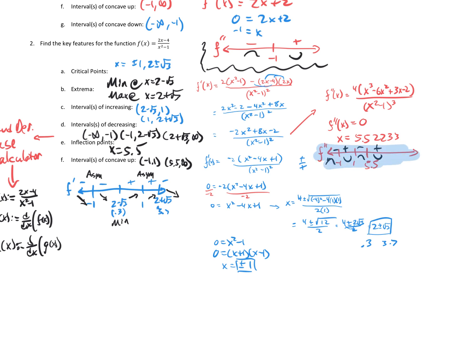So now we weren't asked to sketch this, but kind of interesting here if we give it a try. So if we sketch this, we know it's a rational function. We know at -1 and 1, there's an asymptote.